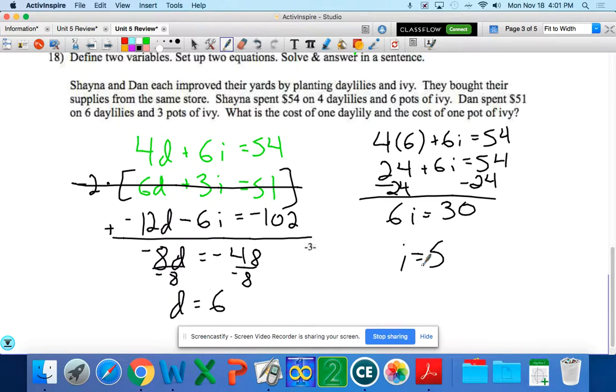Again, you put that in a sentence. You put daylilies are $6, ivy costs $5, something like that. Okay. You could have used P for pots also. I just use ivy because it's more of the identifier to me about what type of plant it was compared to a daylily.